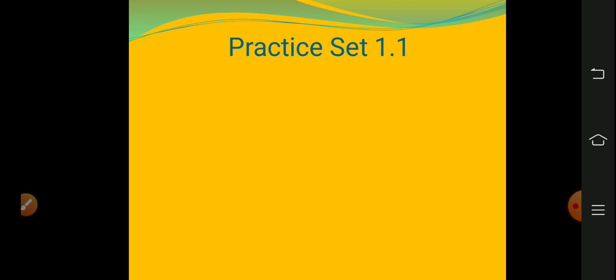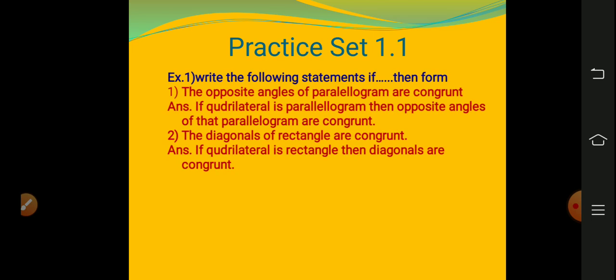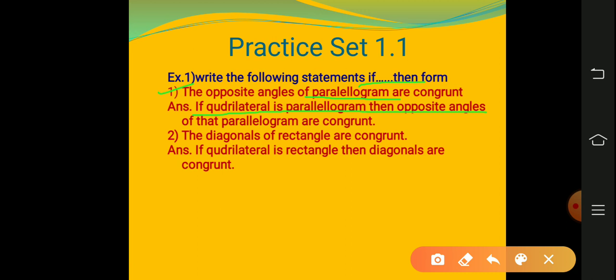With the help of this point, just see some examples in practice set 1.1. In practice set 1.1, the first example is: write the following statement in if-then form. It means that we are given some statement and we have to convert it into a conditional statement. First one is: the opposite angles of a parallelogram are congruent. Here we identify the parallelogram, and you know that a parallelogram is a type of quadrilateral. So our conditional statement is: if a quadrilateral is a parallelogram, then opposite angles of that parallelogram are congruent. It is our required answer.